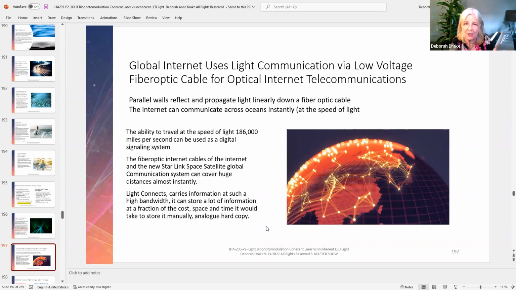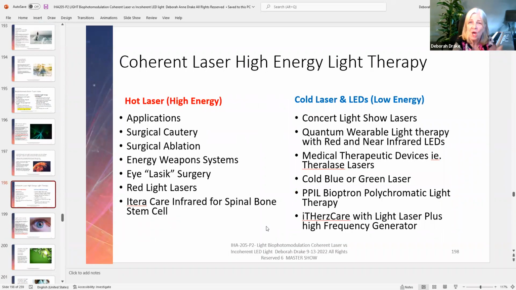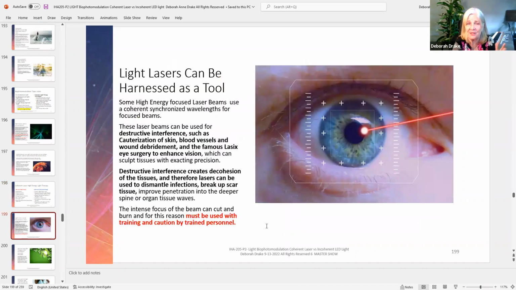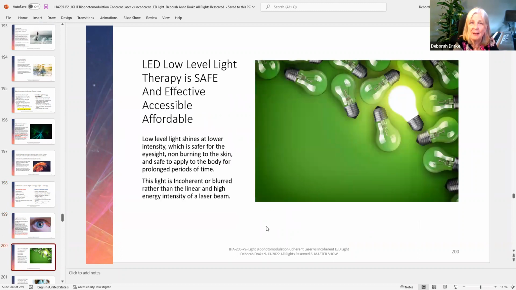We can use light therapy to connect with ourselves. And now we can connect at the microscopic level using either hot and cold lasers, not for weaponry, but for surgical abilities and for therapeutic abilities. And all of these laser therapies in the eye, can you imagine that they can do that on an eyeball? What can we do in terms of using that for other improvements in general health without having the side effects and risks?